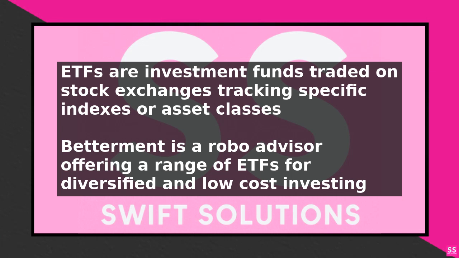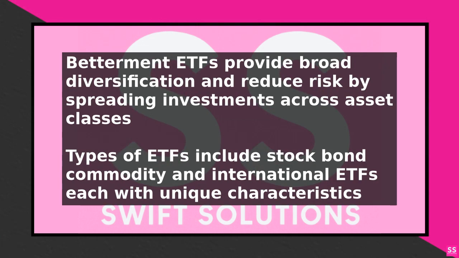To get started with Betterment ETFs, you'll need to understand the different types of ETFs available. These include stock ETFs, bond ETFs, commodity ETFs, and international ETFs. Each type of ETF has its own unique characteristics and benefits, so it's essential to choose the ones that align with your investment goals and risk tolerance.